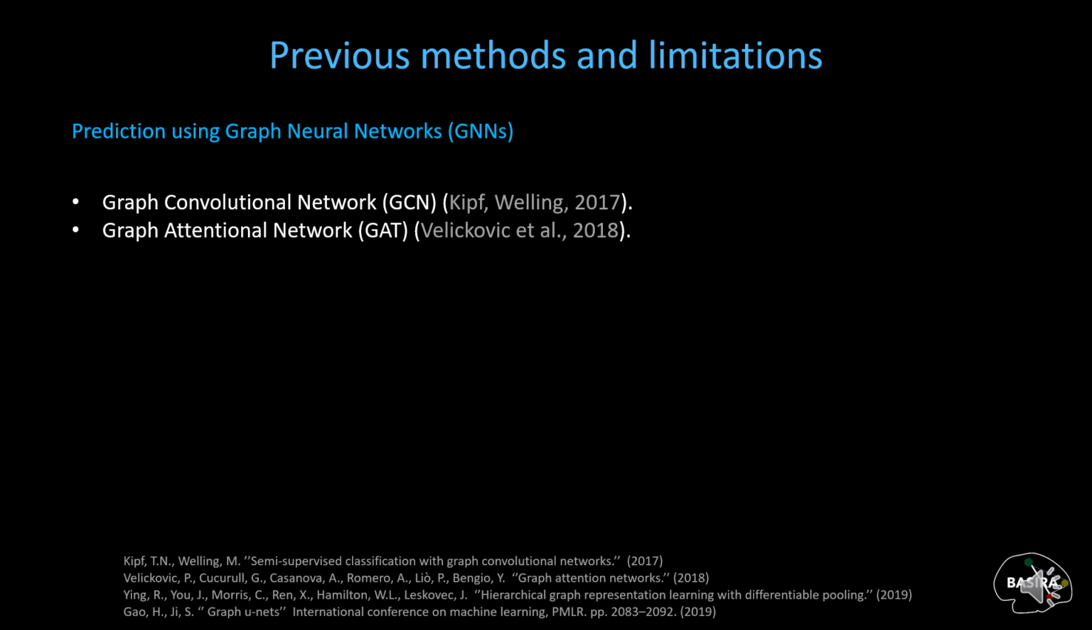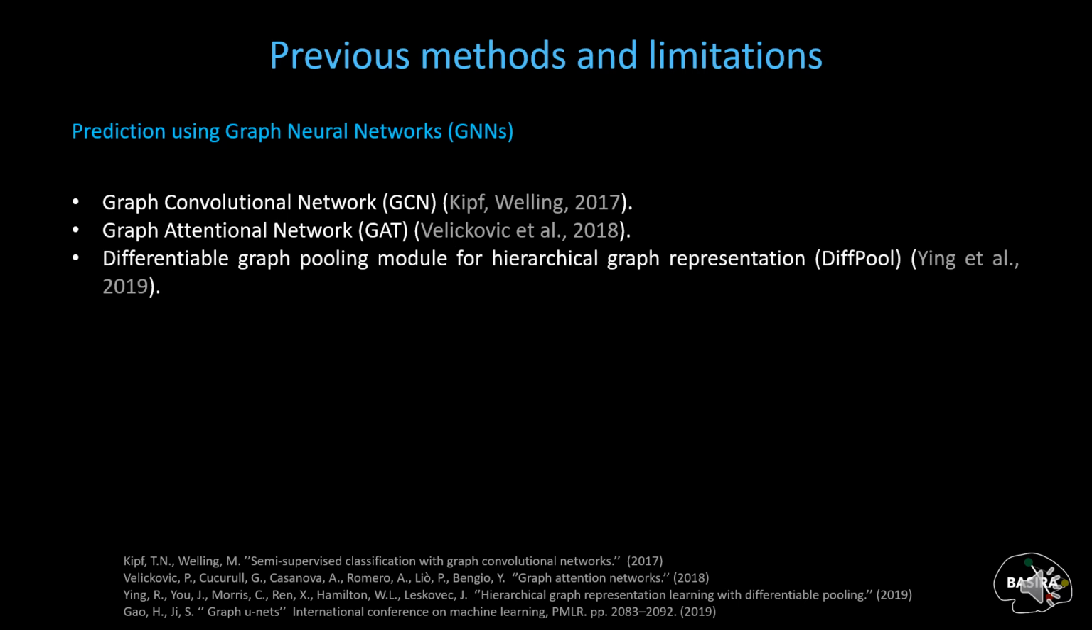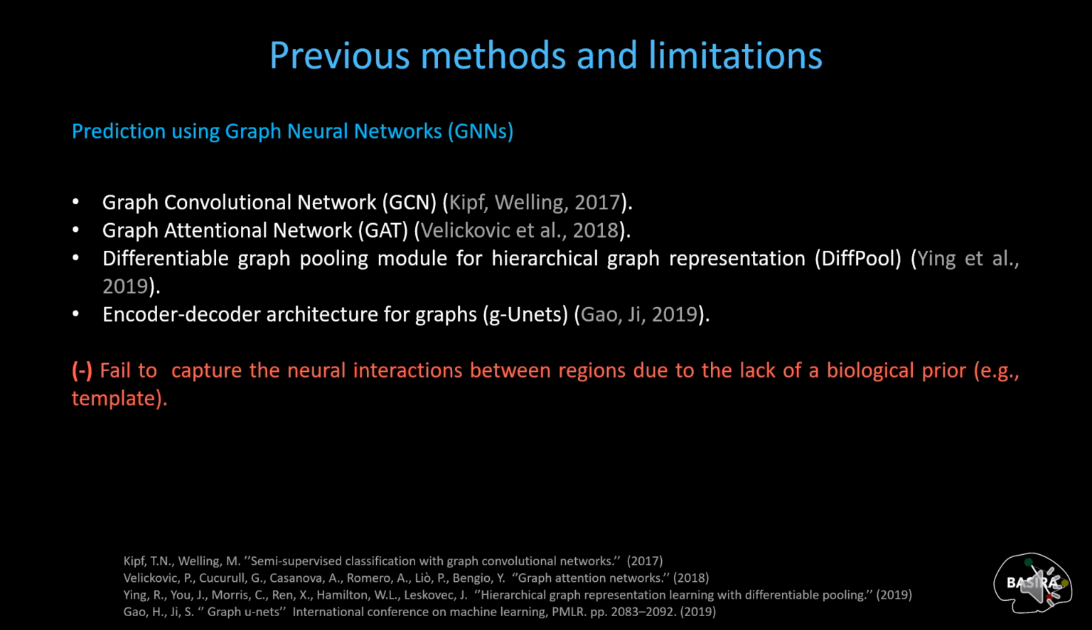On top of these, a work proposed DiffPool, a differentiable graph pooling module for hierarchical graph representation. Also, another work came up with an encoder-decoder architecture for graphs and introduced Graph U-Nets, which consists of graph pooling and graph unpooling blocks. However, all these methods share a prime challenge. They fail to capture the neural interactions between brain regions as they are trained without guidance from any biological template.